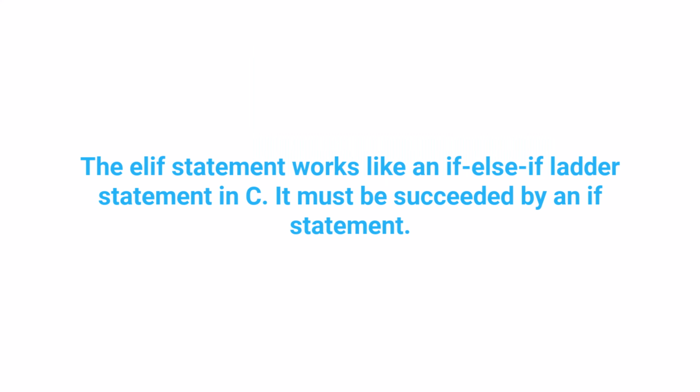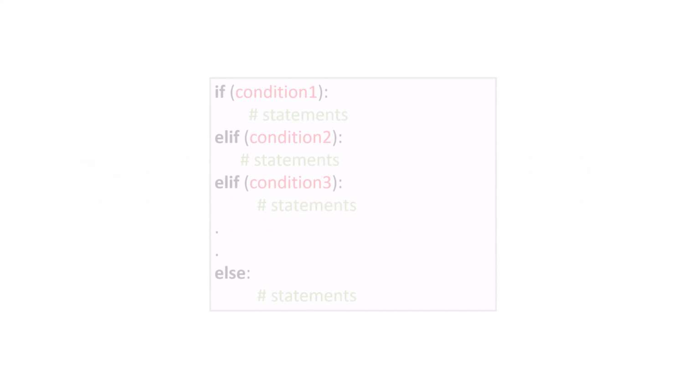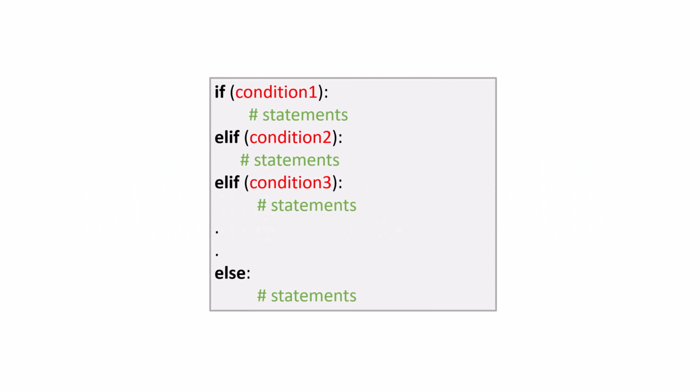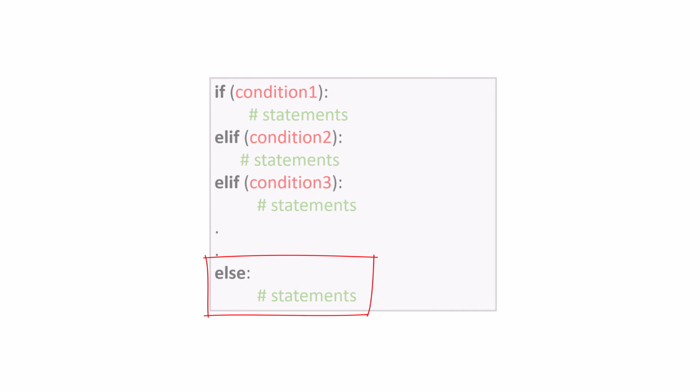It must be succeeded by an if statement. Here, a user can decide among multiple options. The if statements are executed from the top down. As soon as one of the conditions controlling the if is true, the statement associated with that if is executed, and the rest of the ladder is bypassed. If none of the conditions is true, then the final else statement will be executed.